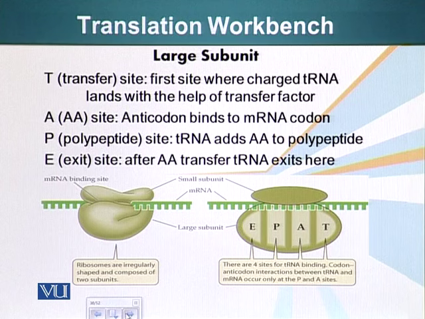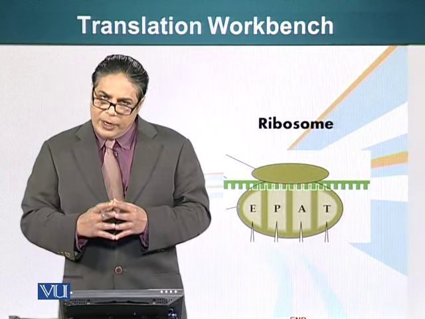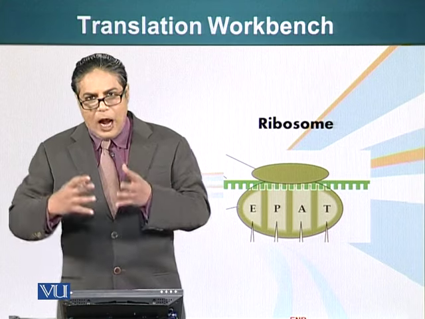The P or polypeptide site is the site where the reaction takes place and the peptide bond is formed between 2 adjacent amino acids. The E site, or the exit site, is where a particular tRNA leaves after it has donated its amino acid. So we have looked at the structure of these organelles. Next we will see how they function.